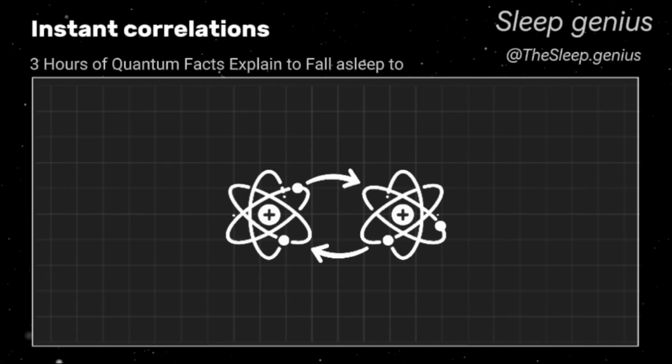This is not merely a correlation of probabilities, but a definitive connection that defies any classical explanation. It is as if the particles are aware of each other's states, even as they are light years apart, a concept that seems to challenge the very nature of reality itself.